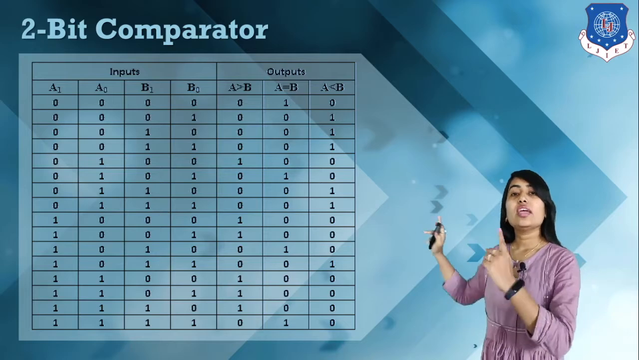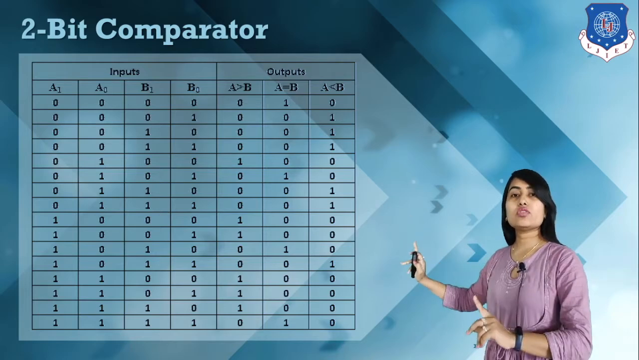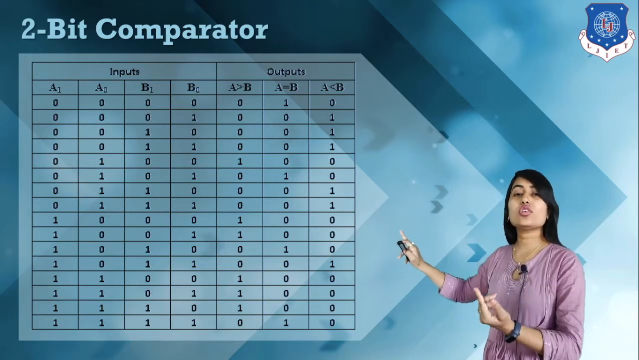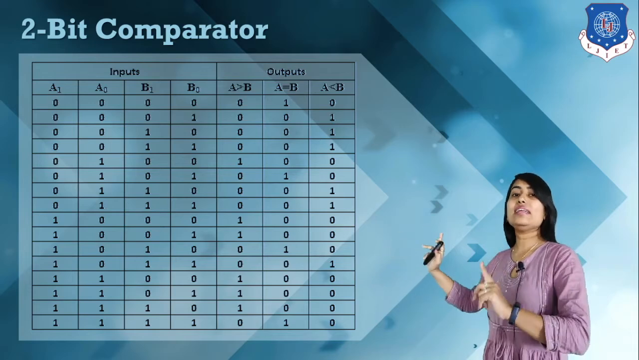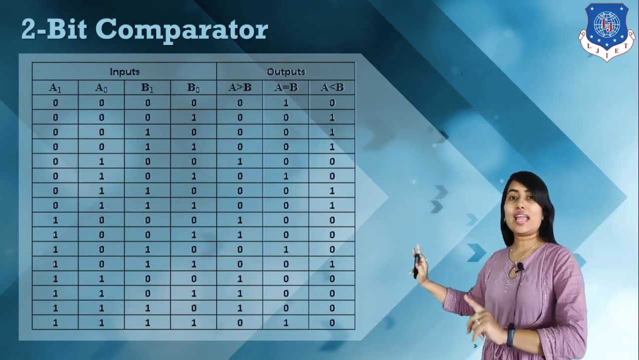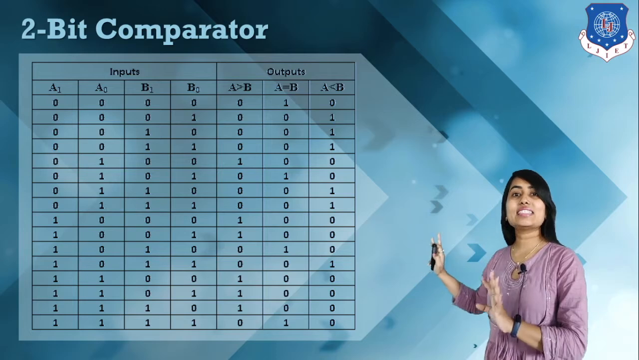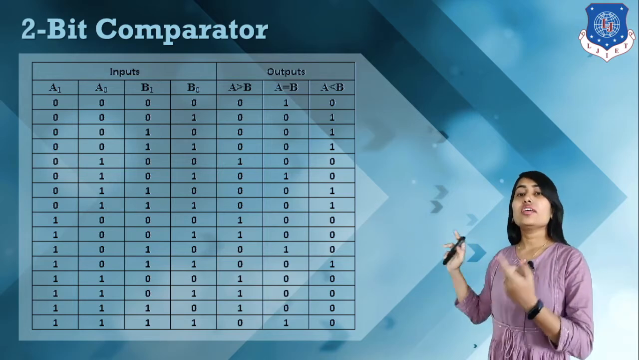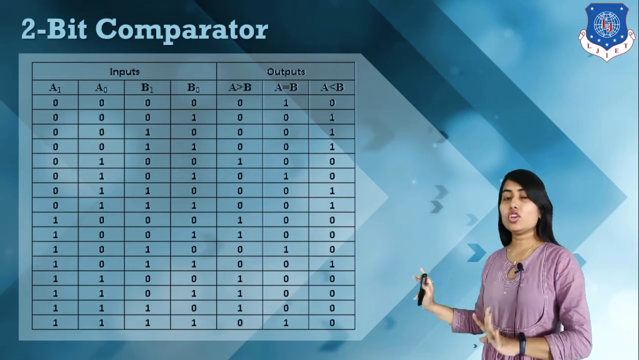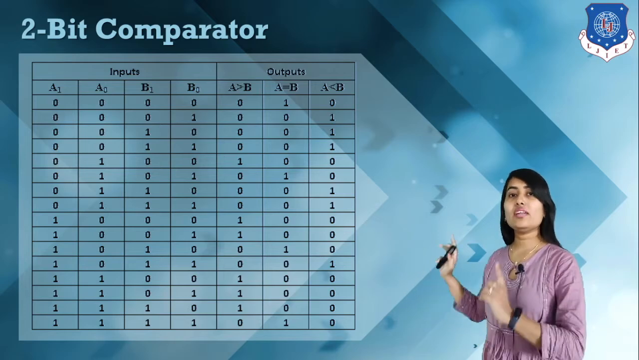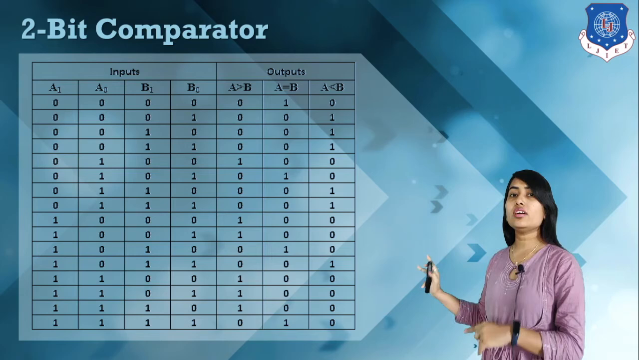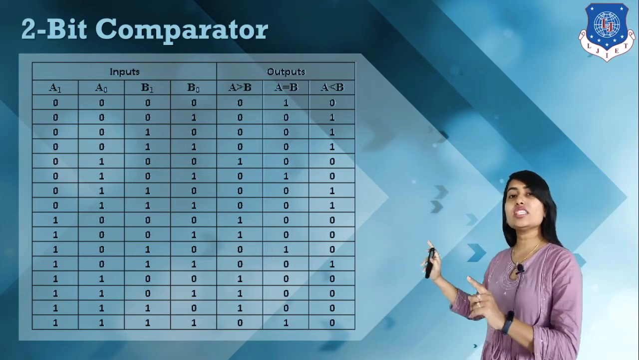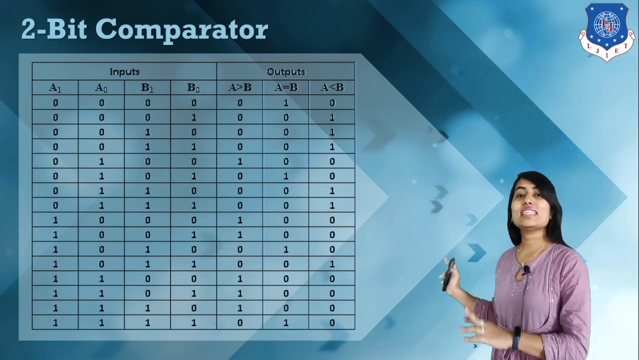Then next, A1 is 0, B1 is 0, and A0 is 0 and B0 is 1. That means we can say that A is less than B. Here we write A less than B because A1 and B1 are equal, 0, 0, but if we compare A0 and B0, A0 is 0 and B0 is 1. So we can say that A is less than B.